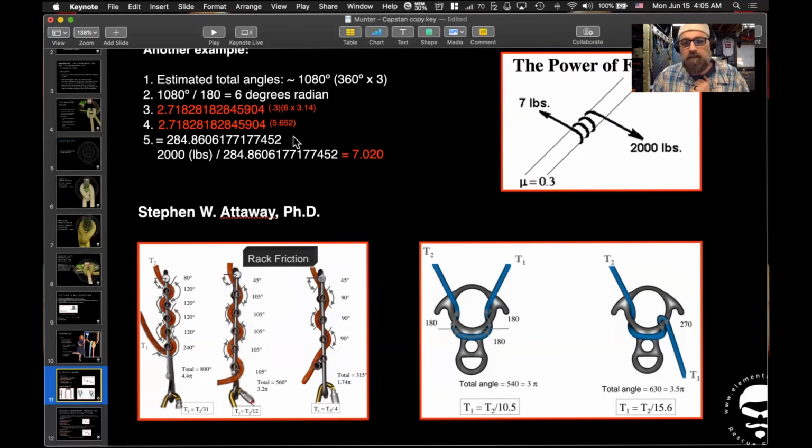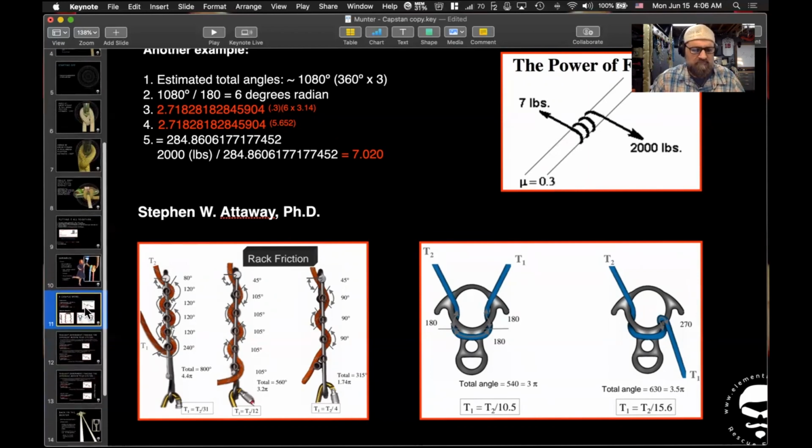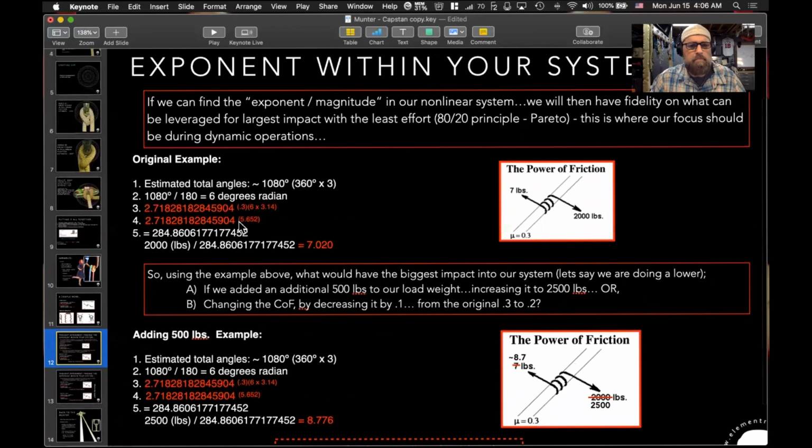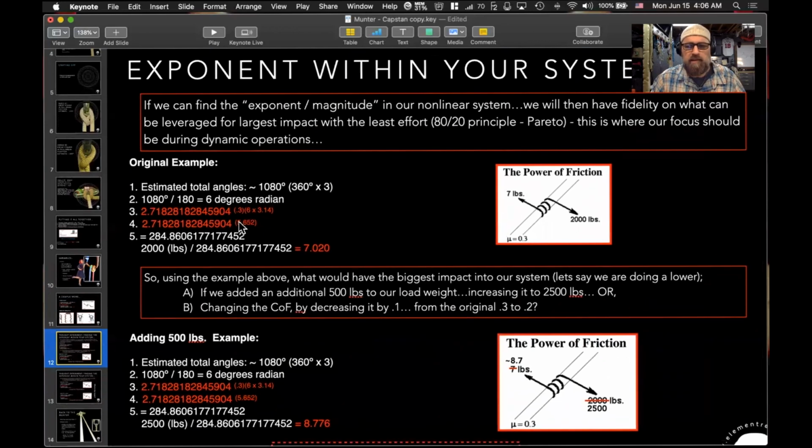So we're going to compare a 500 pound increase in weight, compared to keeping the weight at 2,000. In example number 2, we'll keep the weight at 2,000 and keep the wraps still at 3 360s, but change the coefficient of friction by 0.1. We'll decrease it from 0.3 to 0.2, and then we'll see where the biggest impact comes from. On that, we can find the exponent or magnitude in our nonlinear system. We'll then have fidelity on what can be leveraged for the largest impact with the least effort. This is where our focus should be during dynamic operations.